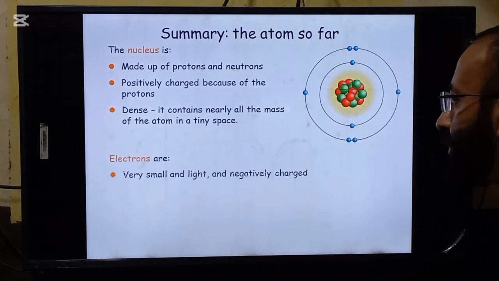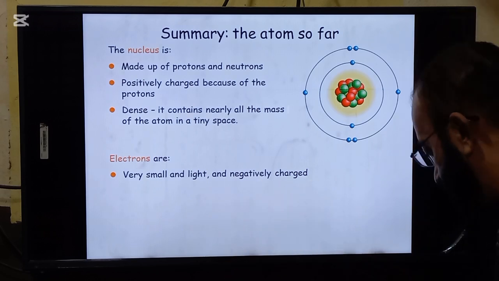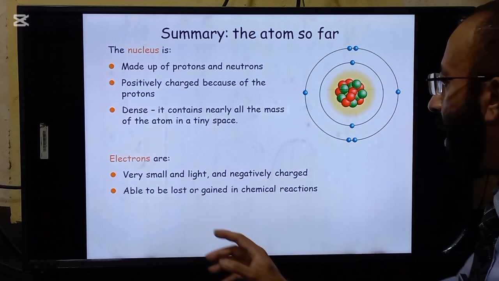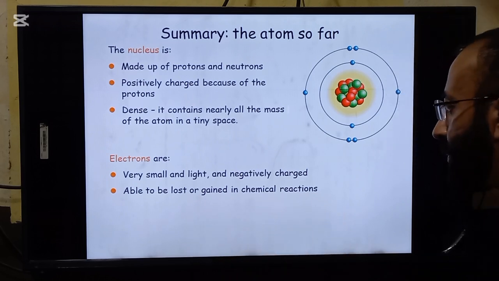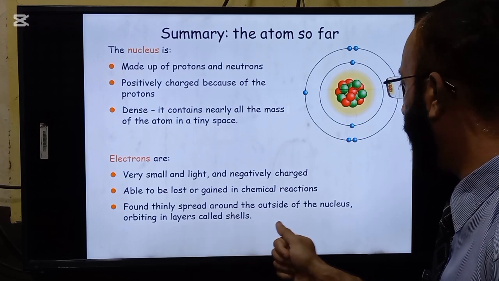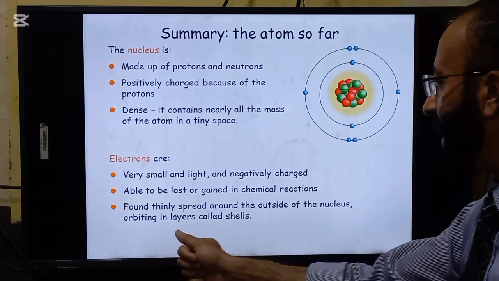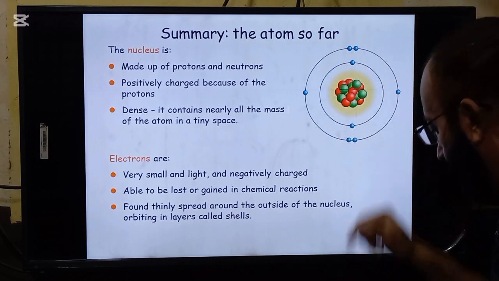Electrons are very small and light and negatively charged, able to be lost or gained in chemical reactions, found thinly spread around the outside of the nucleus, orbiting in layers called shells. So these are the shells in which they orbit.